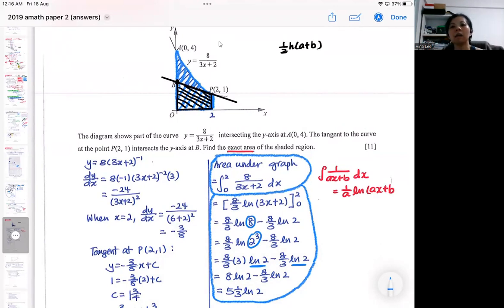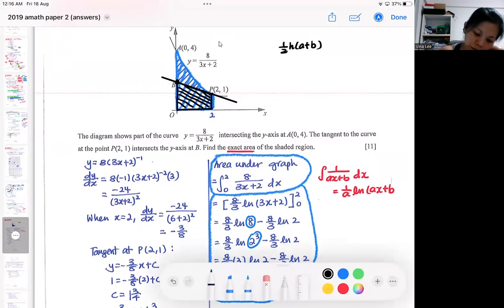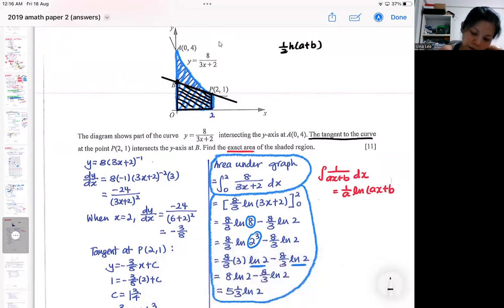So the plan is area under the graph subtracting the trapezium. The area under graph is settled in the blue part already. Now, the difficult part is actually to get the coordinate of B. In order to get the coordinate of B, I need to get the tangent to the curve. The coordinate of B is the one that a lot of people will get stuck on. Most of you will be wondering, how am I going to get the coordinate of B? So you need to get the equation of tangent.